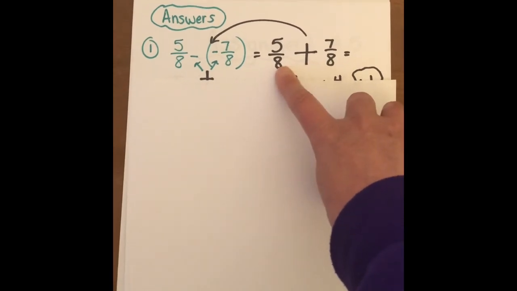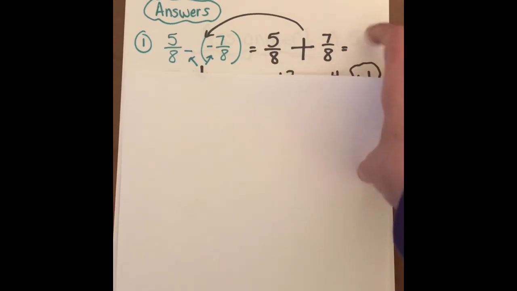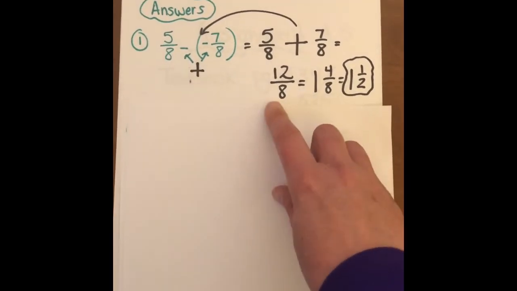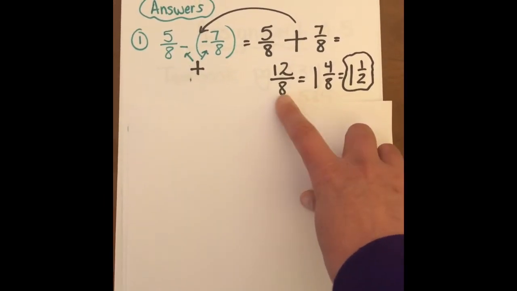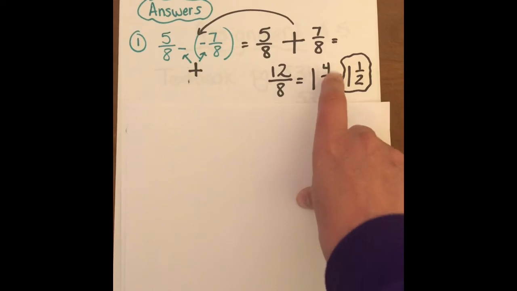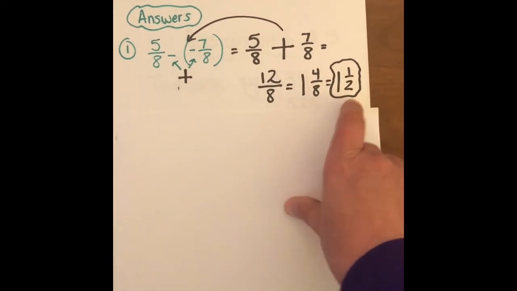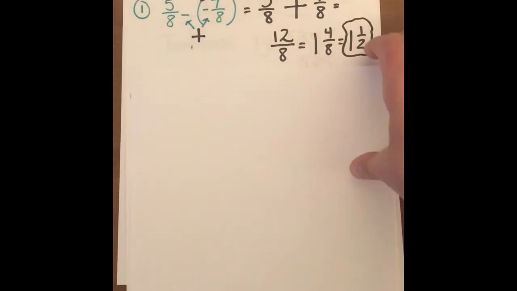Right, so now I rewrote it. I have 5/8 plus 7/8, which makes my life easy because I can add those together. They have a common denominator. 12/8, and then I break that down into a mixed number. 8 goes into 12 one time. I have 4 left over 8. I need to reduce that. That's just 1 1/2. So hopefully you're able to get that. Yay if you did.